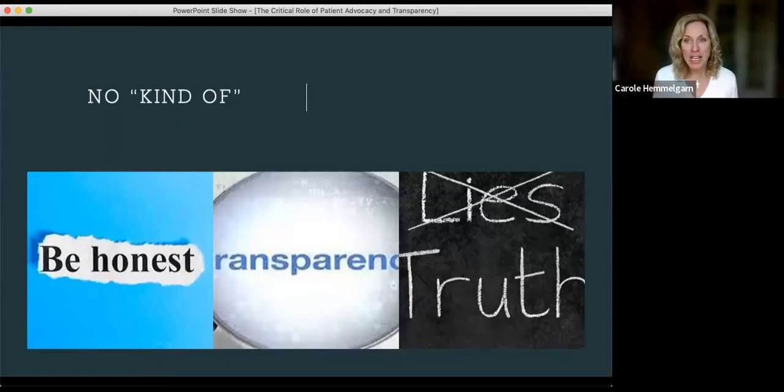So what we're saying is you can't cherry pick. We talk about cherry picking when you review cases in the CRP concept. You can't kind of be honest, transparent, or truth-telling. Either you are or you aren't. And that's what we want to focus on today: are your organizations truly honest, transparent, and telling the truth about everything? Or are you picking certain things that you share with patients and families?